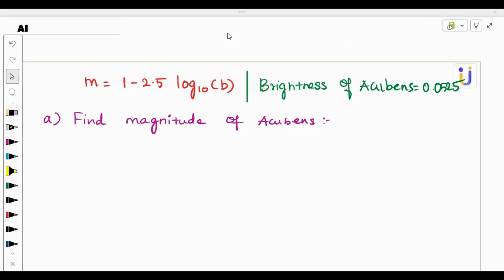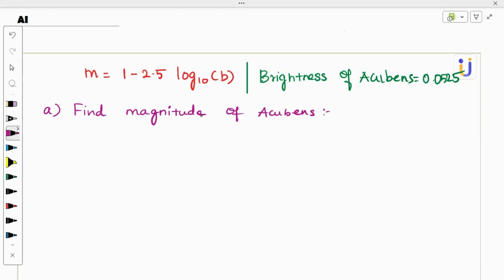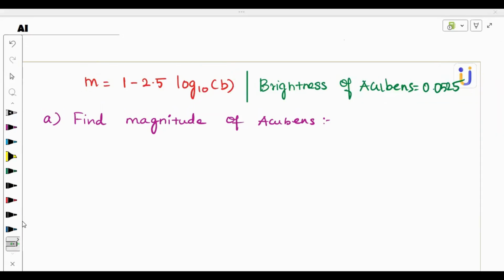Stars are classified by their brightness. The brightest stars in the sky have a magnitude of 1. The magnitude m of another star can be modeled as a function of its brightness b. And we can see a magnitude is mentioned as m over here, and brightness they have used b, and we have modeled the logarithmic function. Now there are some few sub questions, the easiest ever questions we have.